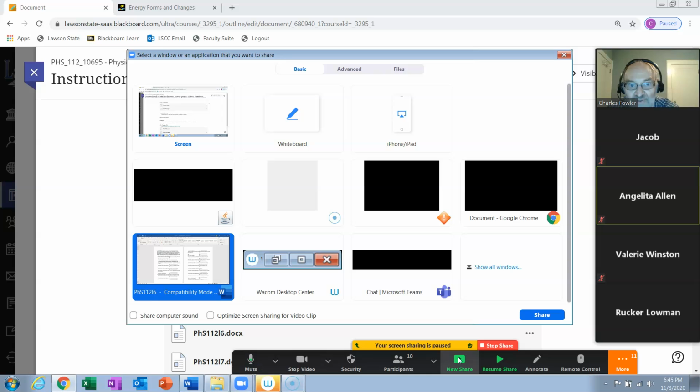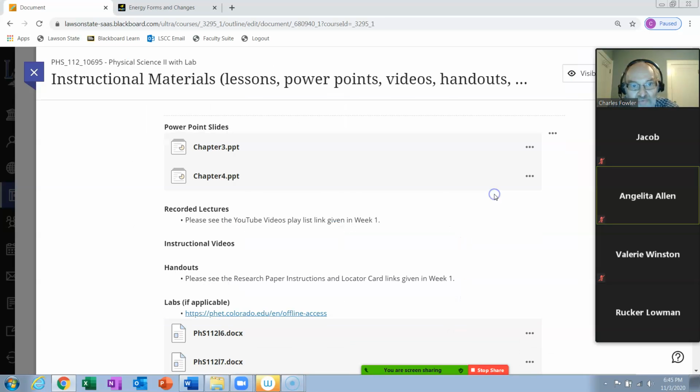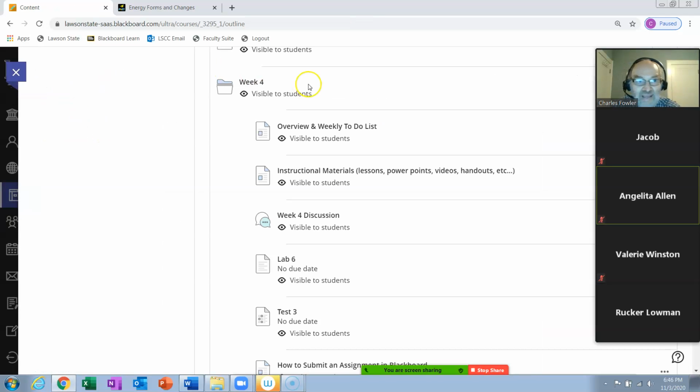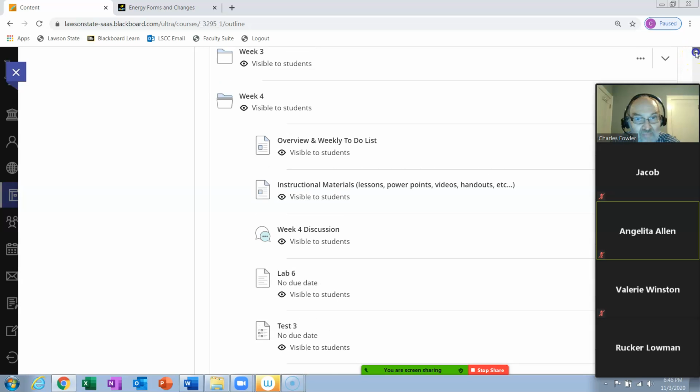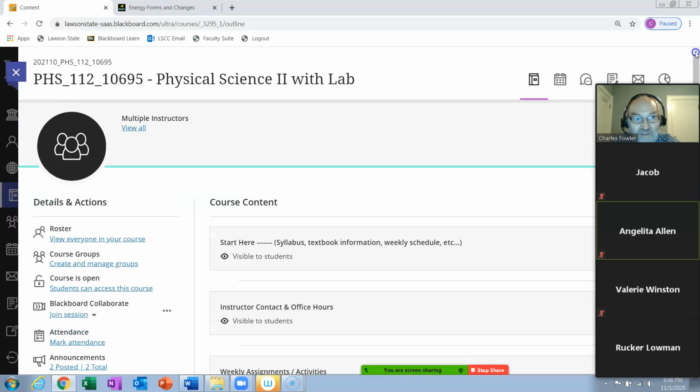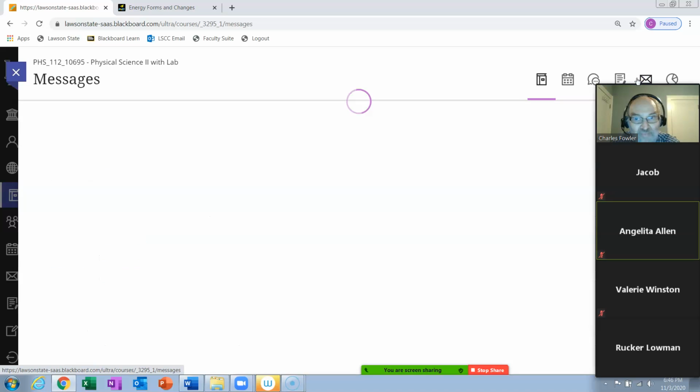Now, let's go to new share, document, Google Chrome. Okay, there is the lab we did today, lab 6. There's the one we'll do on Thursday, lab 7. Okay, what I want to do now is to get out of this, and let me move this down, move this up, and let's see if I put it out here on Blackboard.